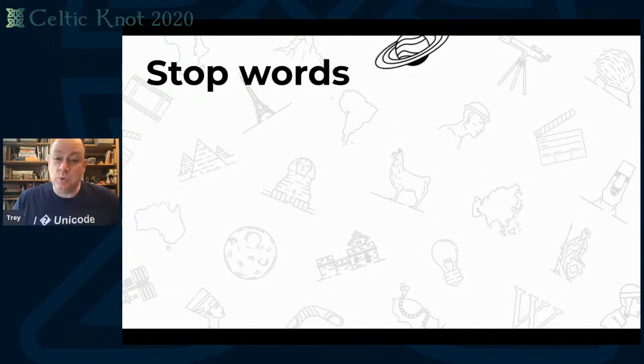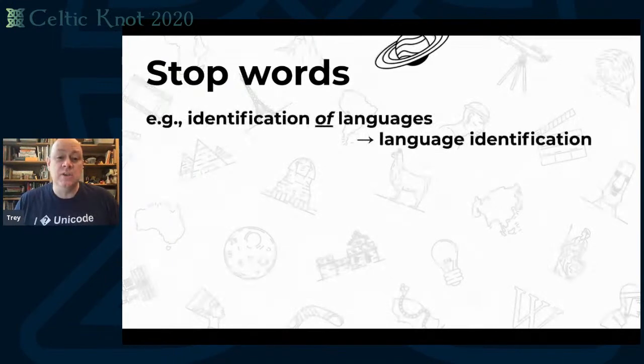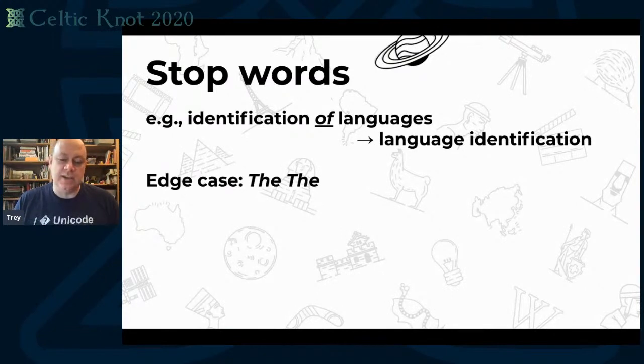Stop words are words that you mostly want to ignore when searching. They're usually common words that have a grammatical function and don't carry much meaning. So for example, in English, if you search for identification of languages, you would want to find the page on language identification, even though "of" is not in the title. Stop words are usually not completely ignored though, just discounted because we still favor exact matches when searching and because there are always some weird edge cases like a UK band that's called The.